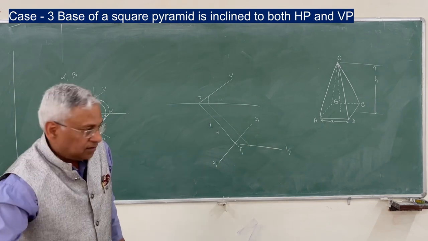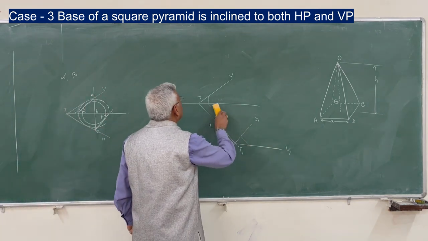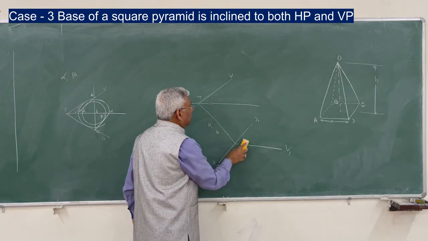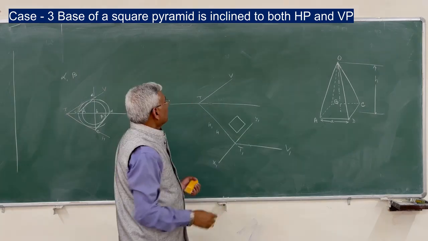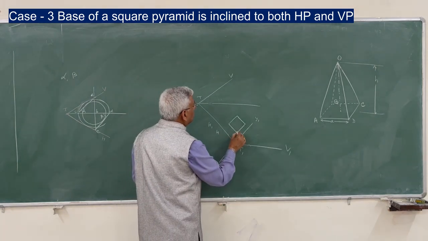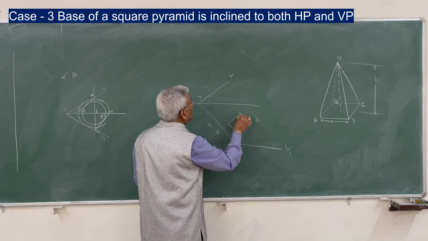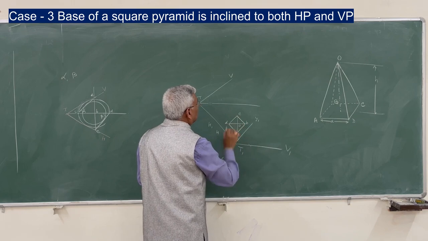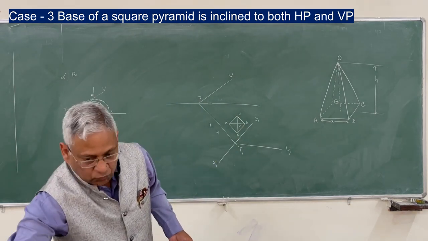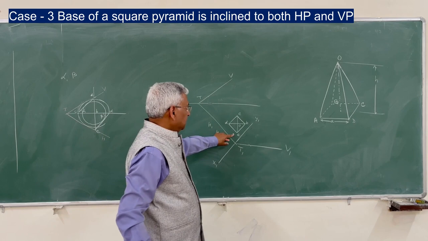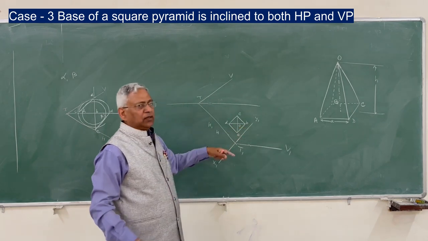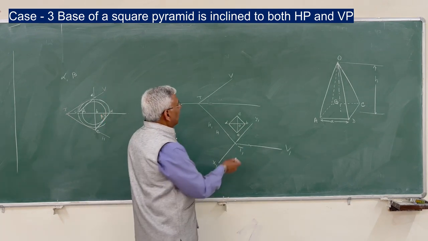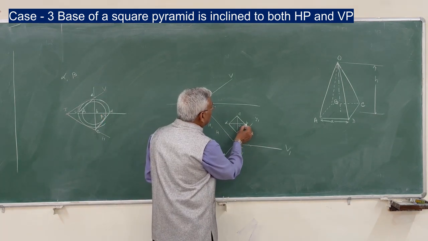Now you place the pyramid in the horizontal plane. Now this case is similar to case 1, when the base is inclined to the horizontal plane. So let us keep the pyramid, the square pyramid, in the horizontal plane, taking AB parallel to the ground line. You can take it at an angle also, as we have done in the case of an inclined plane or AVP, and projection of this on this ground line.